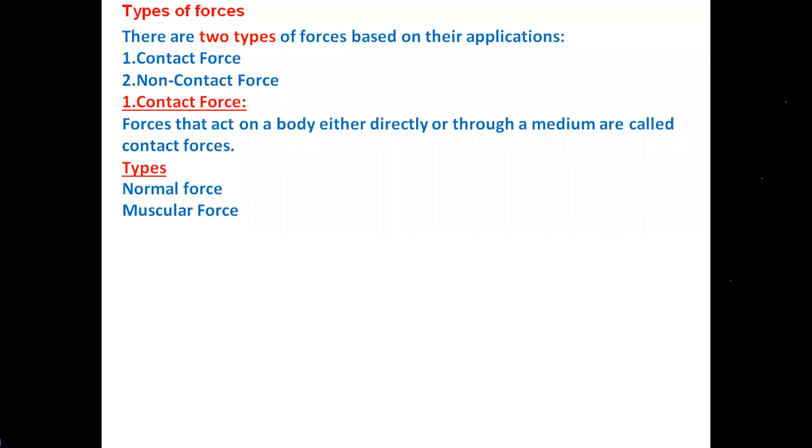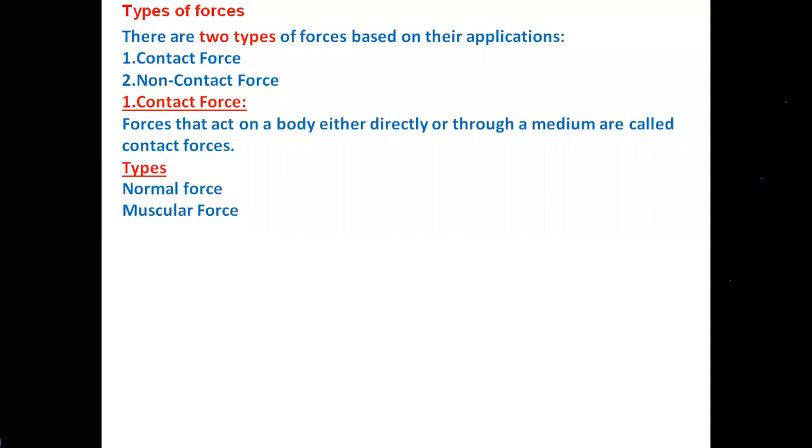Next one, muscular force. Muscular force means it is the force applied by our muscle, human muscle. A best example: if you want to pick anything from the ground, you use your hand to pick it, right? For that, you need to apply your muscle power. So that is muscular force. Clear? If you want to pick anything, be it a book, pen, or anything, we need to apply some muscle force. Muscular force means it is the force applied by our muscle.